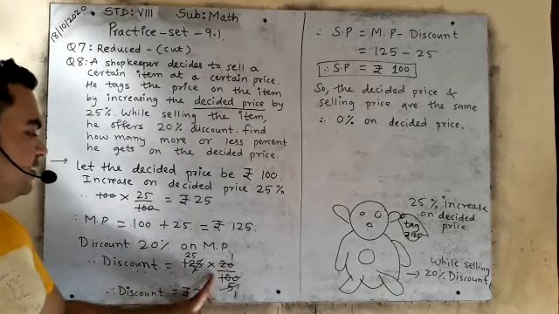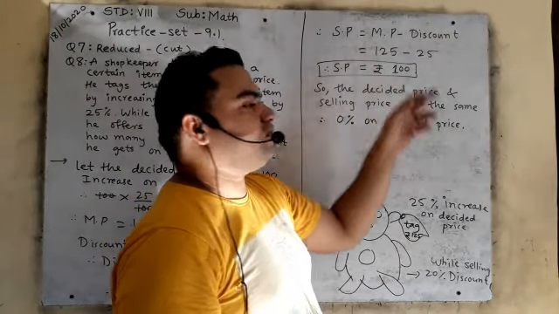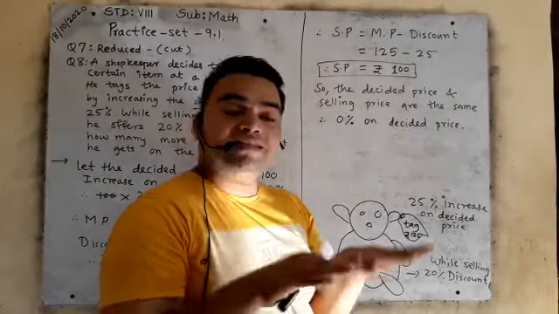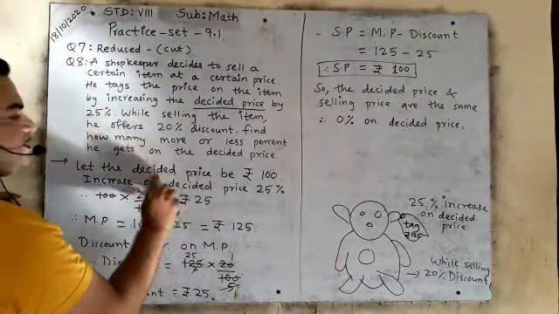2 ones are 2, 5 ones are 5, 5 twos are 10, 2 remain, 5 fives are 25. Discount is 25 rupees. So selling price is mark price minus discount: 125 minus 25. So I will be selling this teddy bear for how many rupees at last? 100 rupees. The same amount which I had decided. The price we decided was 100 rupees, and I will be selling the teddy bear for 100 rupees only. So the decided price and the selling price are the same.